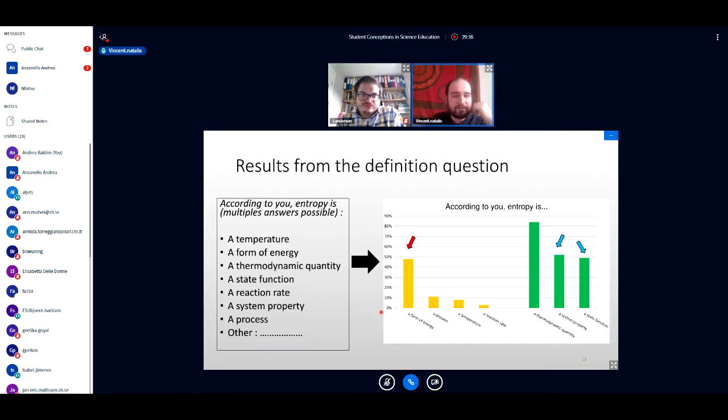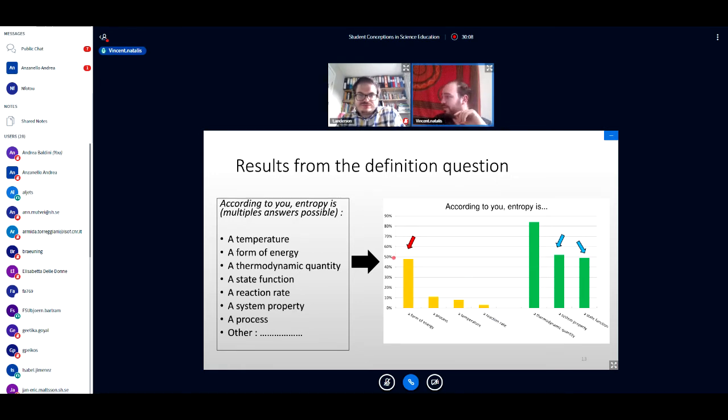Here is a result from one of the questions. On the left, you have the question that was asked. Entropy is, with several items to choose from: a temperature, a form of energy, a thermodynamic quantity, etc. On the right, a graph showing the results of a population of about 100 pharmacist chemists in year 1 in pre-test. At this stage of the curriculum, the students have already had a course in general chemistry, which talks about entropy, and they have already made numerical calculations about them.